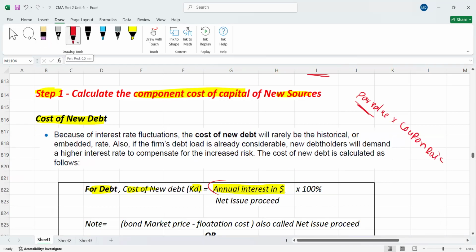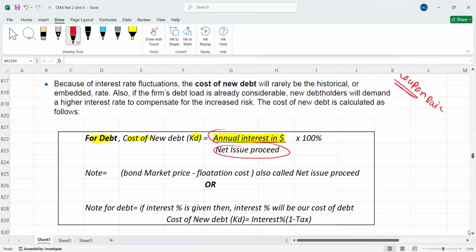So you can follow this way. Simply take annual interest in dollars, which is par value times coupon rate. This will give you annual interest, divided by net issue proceeds. What is net issue proceeds, guys? Don't take only the issue price here. We need net issue proceeds because usually when we issue bonds, we incur flotation cost, right? Flotation cost means the issuance cost.